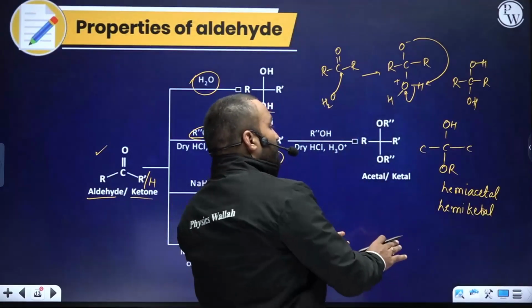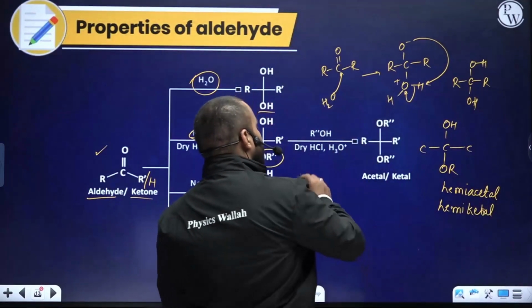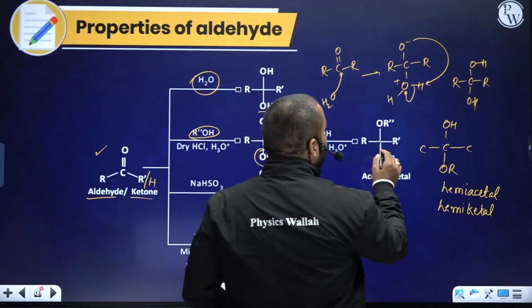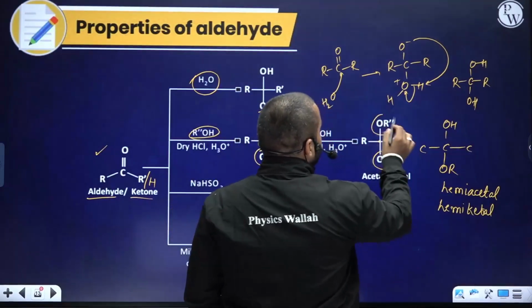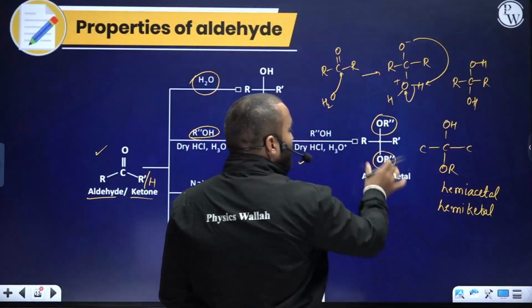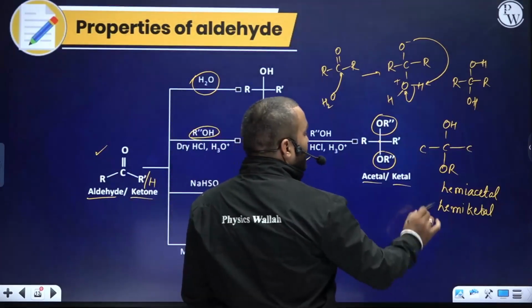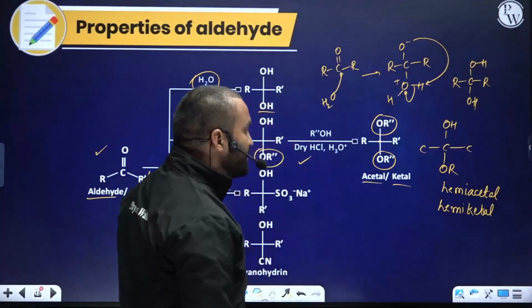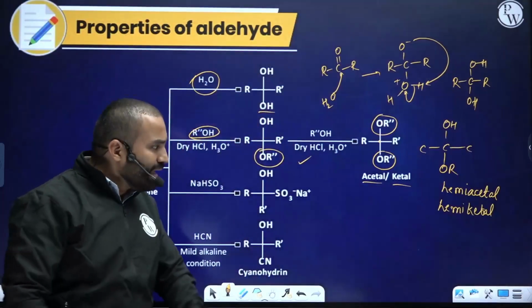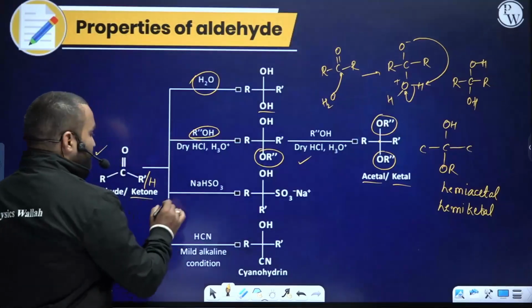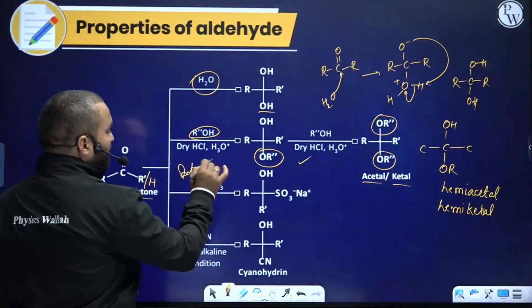I don't want to stop the reaction here. I want to do another attack by the alcohol. So the carbon will have both OR groups present instead of OH and OR. Both of them are now OR. So this will be known as directly acetal or ketal. Don't say it is a full acetal or full ketal. It is just acetal or ketal. This reaction is a very important reaction.